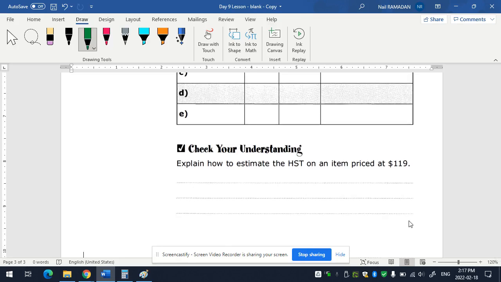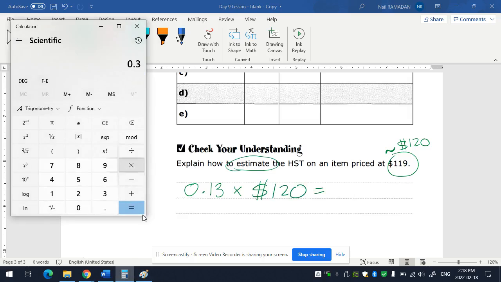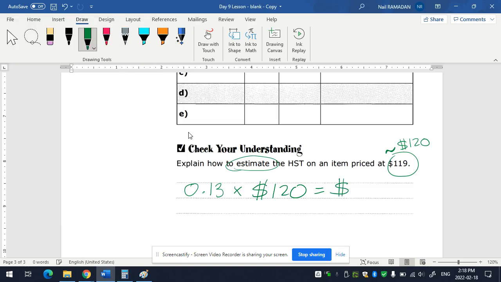Now explain how to estimate the HST. Well, if you want to estimate, you would round this guy. This guy is very close to 120. So how many of you have seen this sign before? The curvy line. That means kind of close to or very approximately equal to. So I want you to do this, and that is $120. So 0.13 times 120. How much is that? $15.60 in taxes. Oh, apparently that's it. They only want you to estimate the HST. So that's the tax.